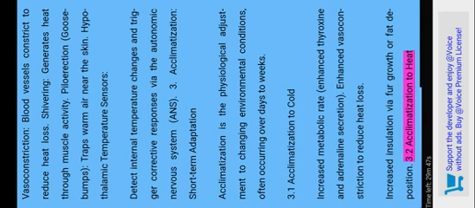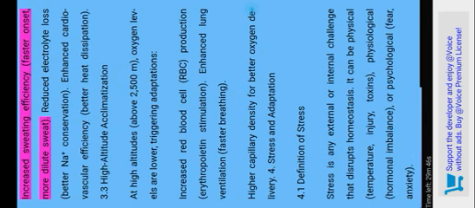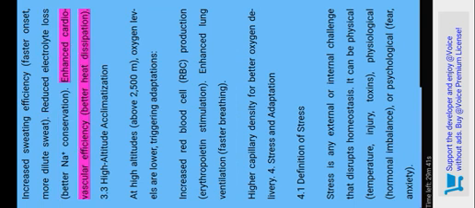3.2 Acclimatization to heat. Increased sweating efficiency, faster onset, more dilute sweat. Reduced electrolyte loss, better NOx conservation. Enhanced cardiovascular efficiency, better heat dissipation.